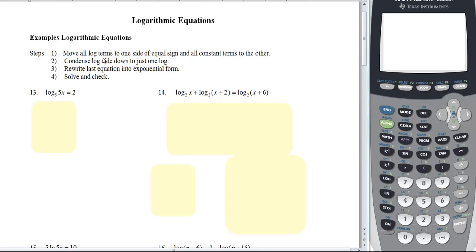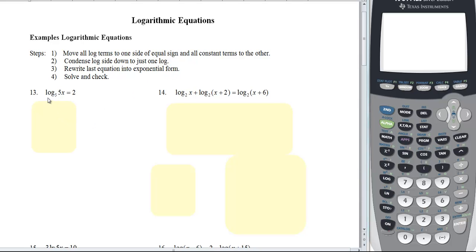of the equal sign and all the constant terms to the other. So there's a separation here. Step 2, condense log side down to just one log. Remember when we were doing QProp, that's one of the reasons why we did it, is for this right here. Once you've condensed it down, you've then got to rewrite last equation into exponential form, and we're almost ready to solve the thing. So let's go ahead and get started.